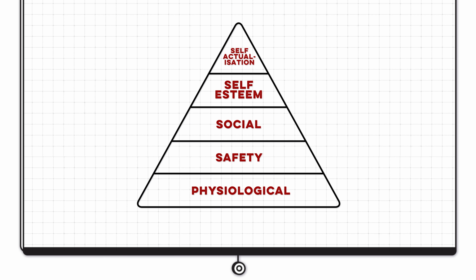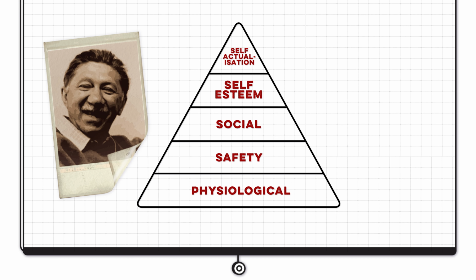Maslow's hierarchy of needs is a motivational theory proposed by Abraham Maslow. It suggests that human needs are arranged in a hierarchy, and individuals are motivated to fulfill these needs in a specific order, from basic physiological needs to higher level psychological needs.